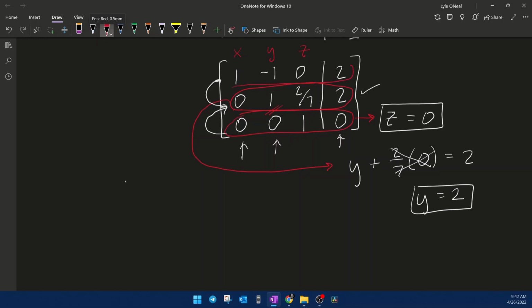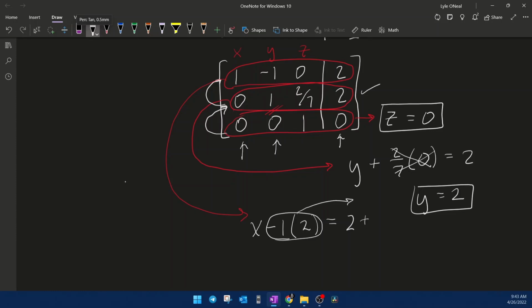If I go back to the top row and convert that into an equation, I can now solve for x. So that's going to be 1x, minus 1 times y. Minus 1 times, but I know y is 2. No z equals 2. That's what that looks like. And then I can solve for x. -1 times 2 is -2. On the other side would become plus 2. And now I can see that x is 4.